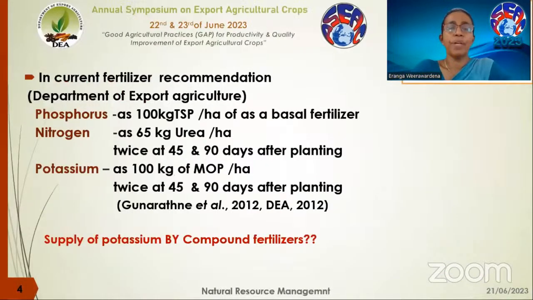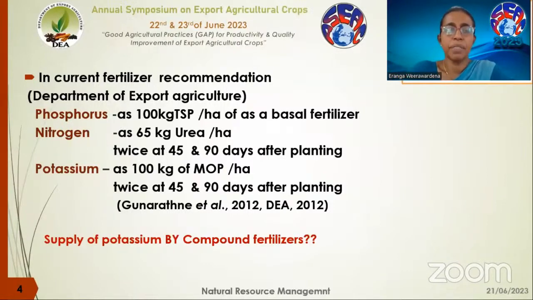However, in our current fertilizer recommendation, we supply phosphorus for turmeric as 100 kg TSP per hectare as a basic fertilizer. We supply nitrogen as 65 kilograms of urea per hectare twice, at 45 and 90 days after planting. We supply potassium as 100 kg of MOP per hectare twice, at 45 and 90 days after planting.